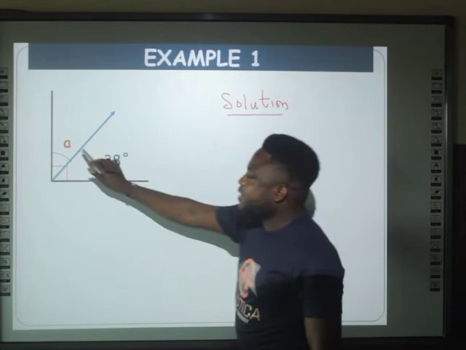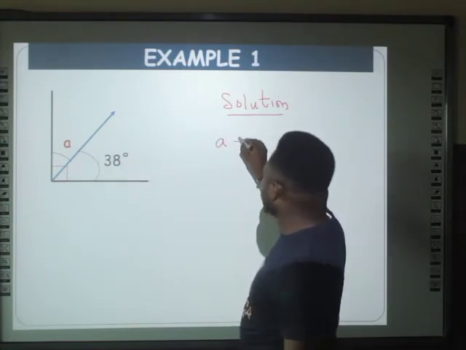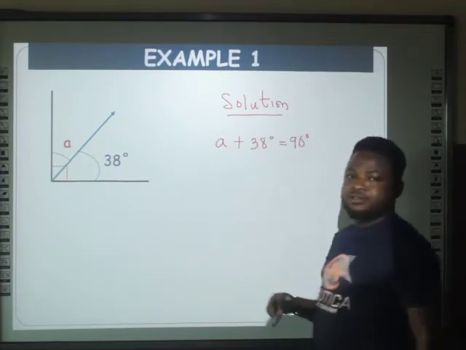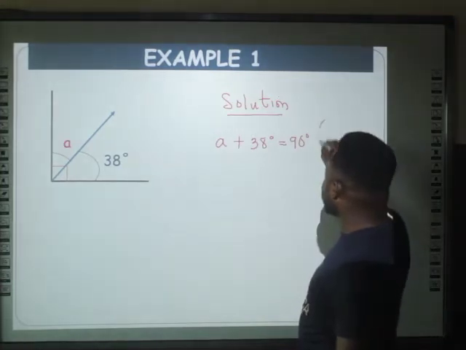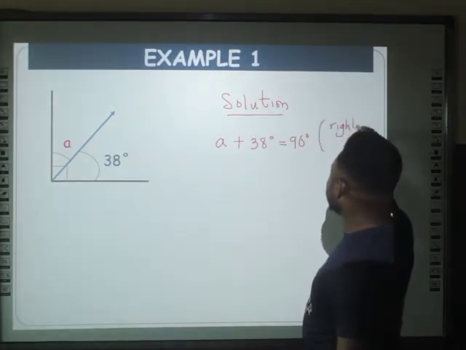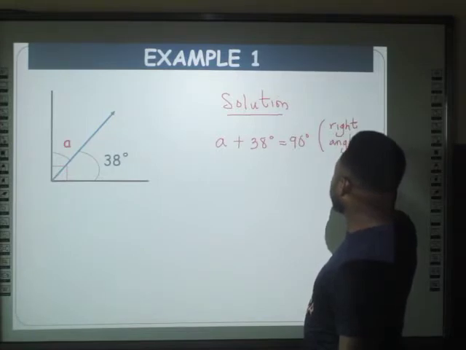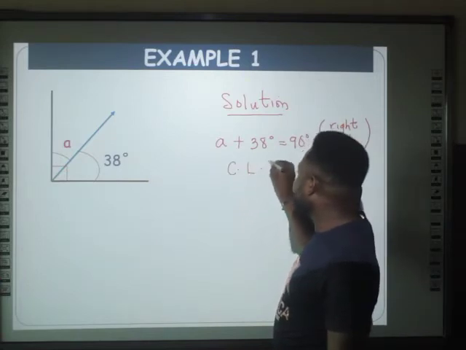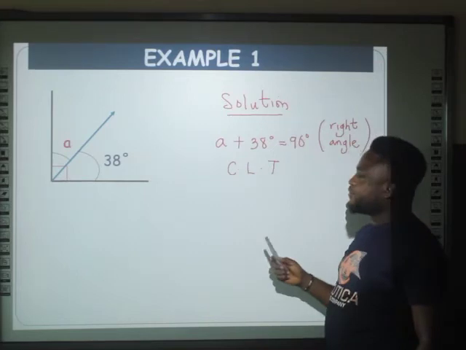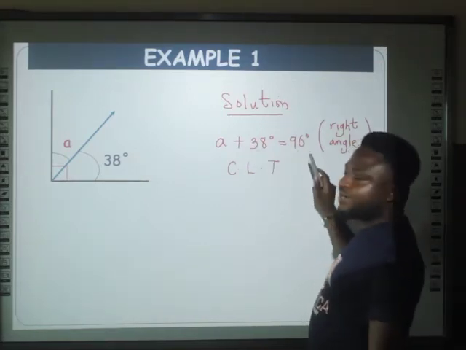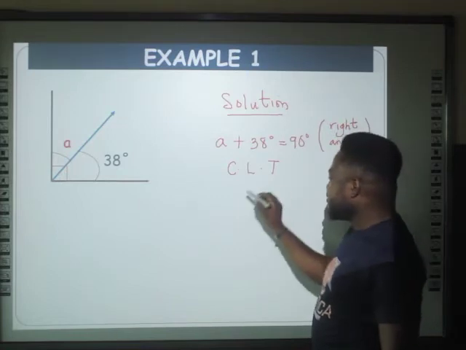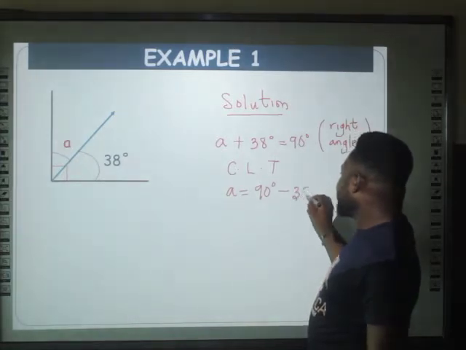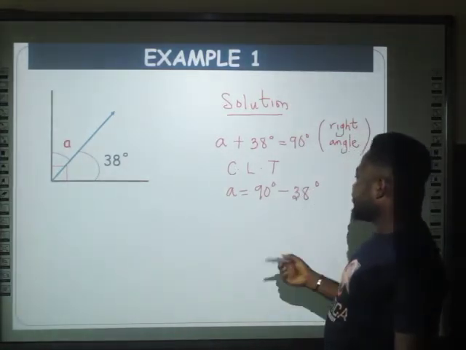So we can simply say, solution from the diagram: A plus 38 degrees must be equal to 90 degrees. How did we get this 90 degrees? This is a right angle. Can you see that? Now the next step is to collect like terms. So plus 38 will move to the right and it will turn to negative, minus. So that means A will now be equal to 90 degrees minus 38 degrees. Can you see that?